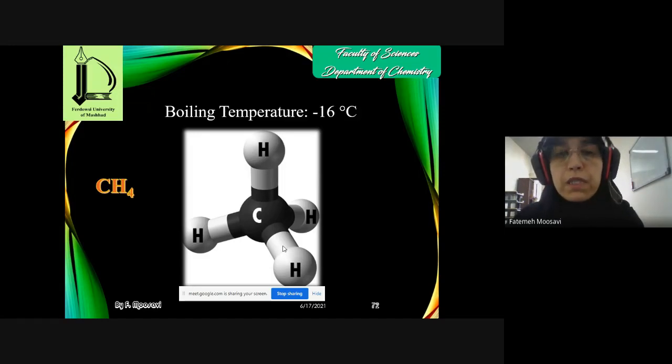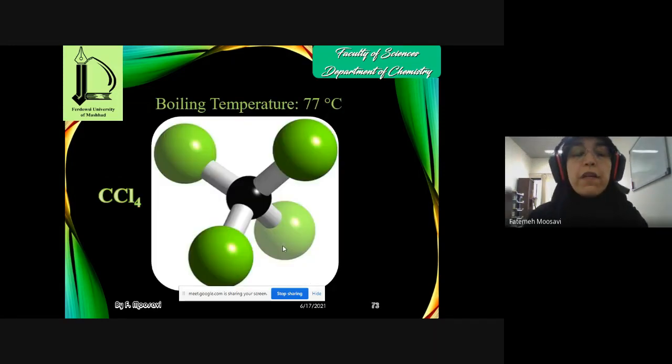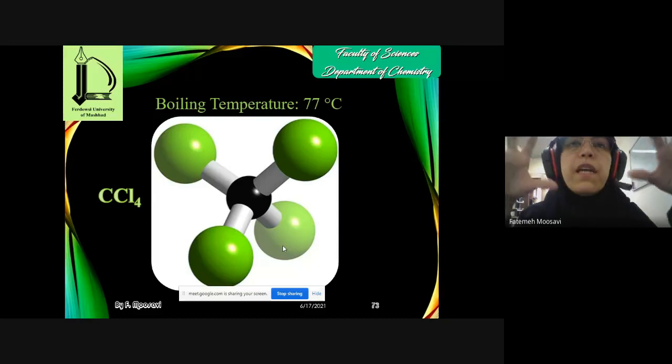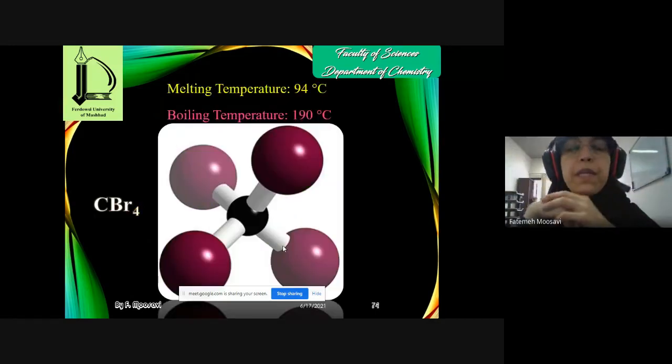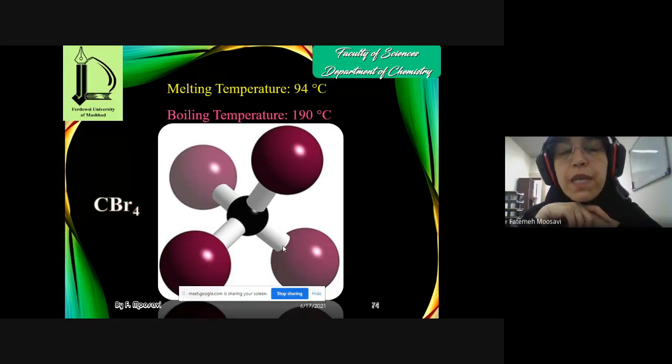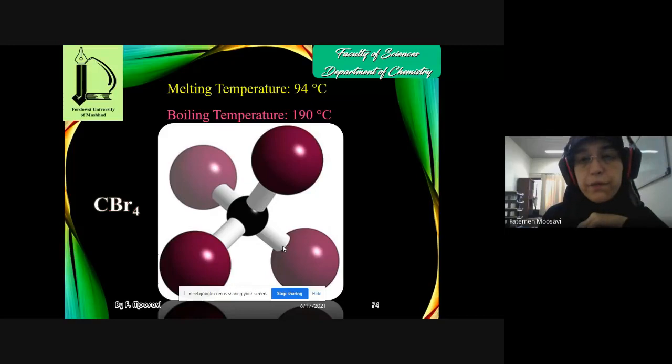Substituting hydrogens with chlorine atoms, we have tetrachloromethane or carbon tetrachloride. We see that the boiling temperature increases to 77 degrees centigrade. Why? Because heavy atoms have a higher number of electrons. Replacing chlorine with bromine atoms shows that bromine is solid at room temperature. It melts at 94 degrees centigrade and it boils at 190 degrees centigrade.